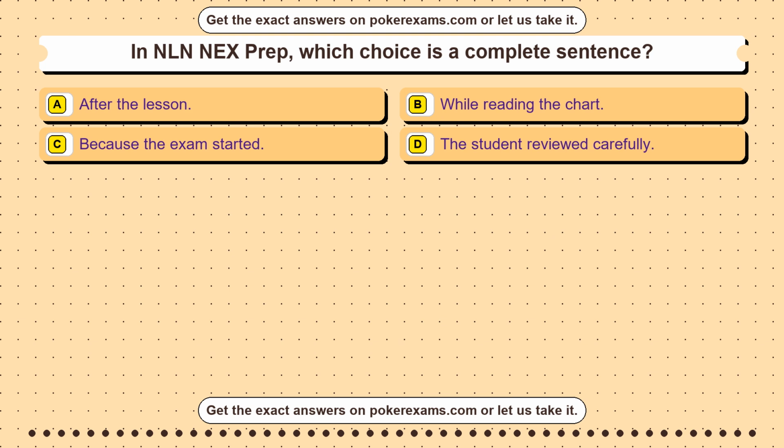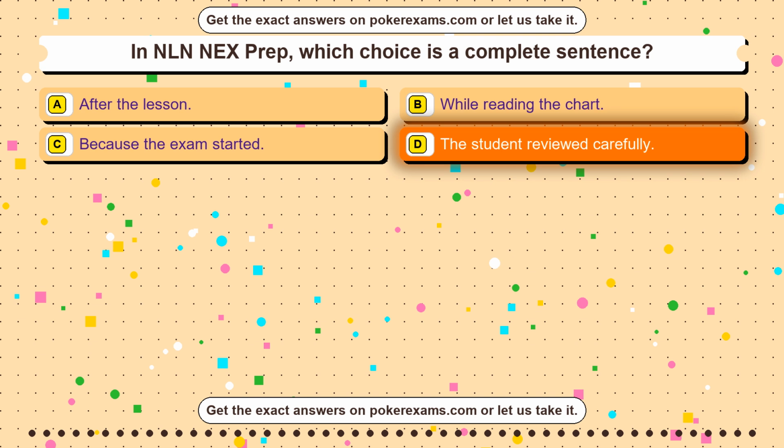Question 23. In NLN NEX Prep, which choice is a complete sentence? Option A, after the lesson. Option B, while reading the chart. Option C, because the exam started. Option D, the student reviewed carefully.